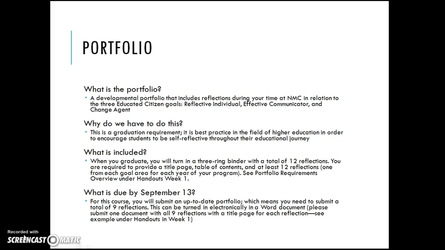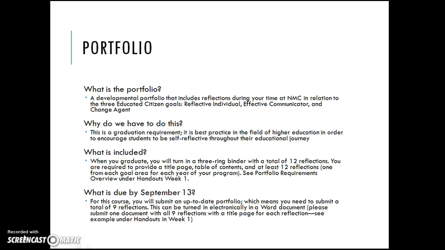What does it look like, or what's included? When you graduate in your final semester here at Methodist, you will turn in a 3-ring binder, which will have to include at least 12 reflections. It will also have a title page and a table of contents, and your 12 reflections will be made up of 1 reflection from each goal area for each year of your program. So what that would mean is for your first year or first level of the program, you would have 3: 1 reflective individual, 1 effective communicator, and 1 change agent, and so forth for each of the 3 years.